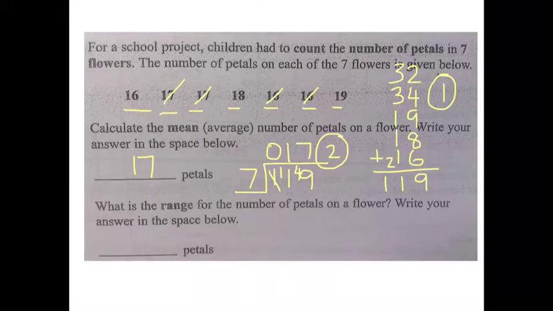The second part of the question: what is the range for the number of petals on a flower? Write your answer in the space below. Well, range is simply the biggest number, take away the smallest. The biggest in our list is 19, the smallest is 16, so our range is 3.